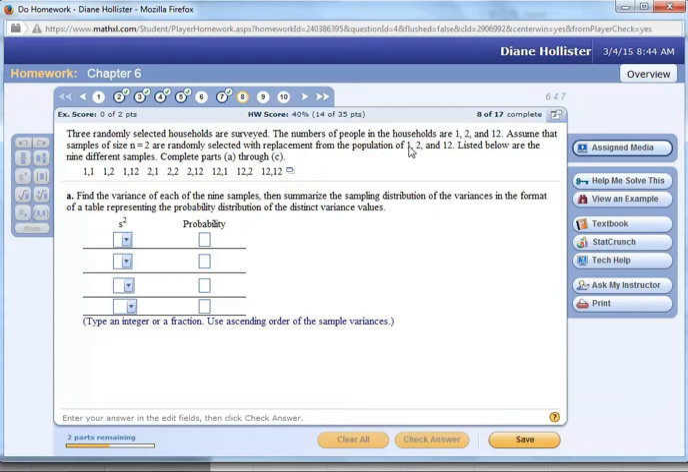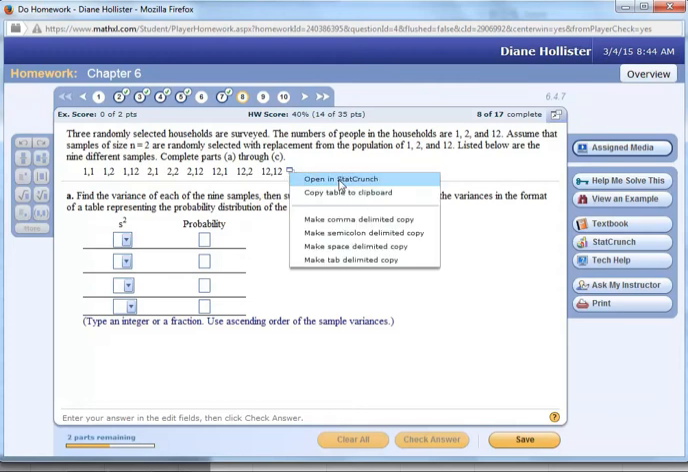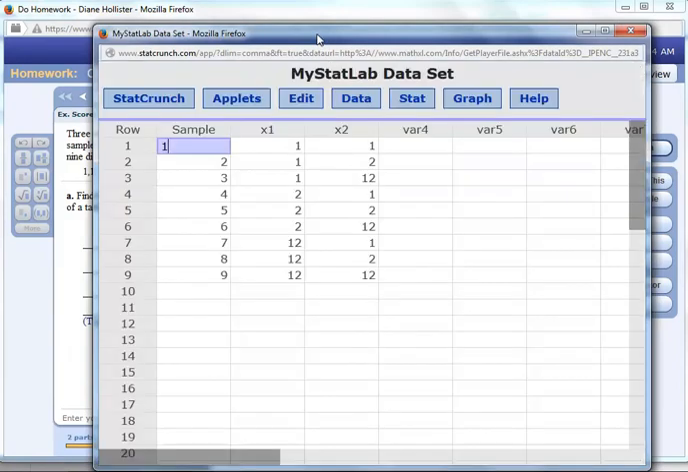That means we could have a pair of 1 and 1, or 1 and 2, or 1 and 12, or 2 and 1, and 2 and 2. So they already wrote out our pairs for us, and they want us to find the variance of each of those samples. So we're going to click to copy this and open this in StatCrunch. You don't want to do this by hand. Okay, so we're just going to go ahead, and we notice it's already been copied over.